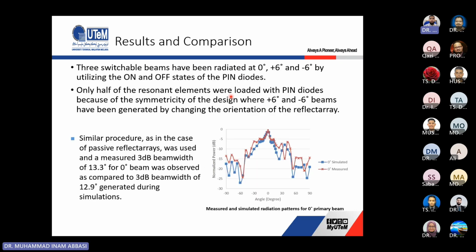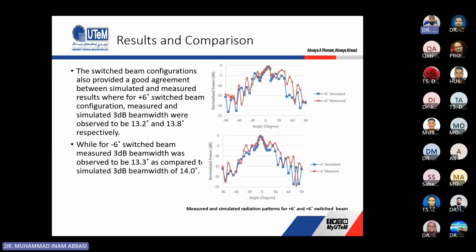When all the pin diodes are off, we get the beam at 0 degrees. When we switch on one side, we can get our beam switched to plus 6 and minus 6 degrees. So that was good enough for this design. This is only a 36 element design, that's why the side lobes are very high. But what we wanted to demonstrate is the beam switching based on the pin diodes.